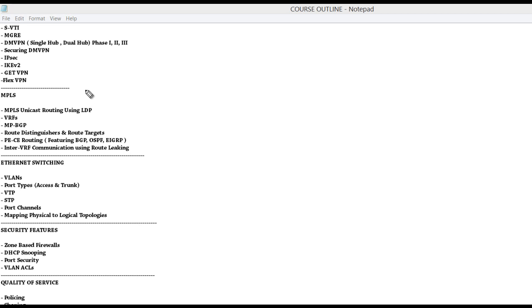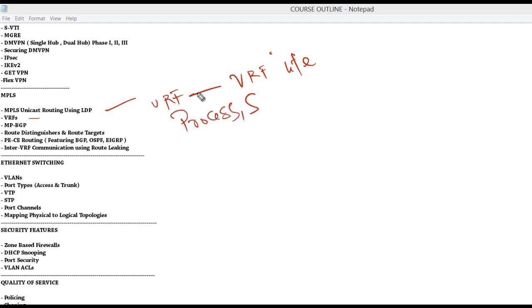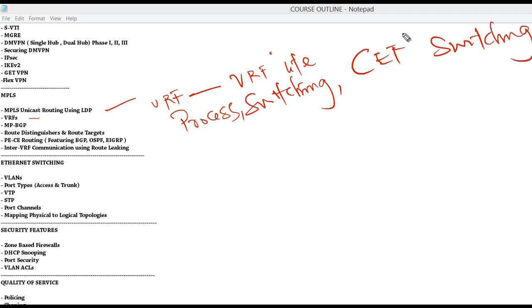We'll look at MPLS unicast routing with LDP. We'll look at that. We'll look at separating traffic with VRF. And at this point, while we'll be talking about VRF in this part, we'll talk about VRF-Lite. Yeah, during the MPLS, we'll also discuss process switching. We'll talk about CEF switching and what it does for MPLS.